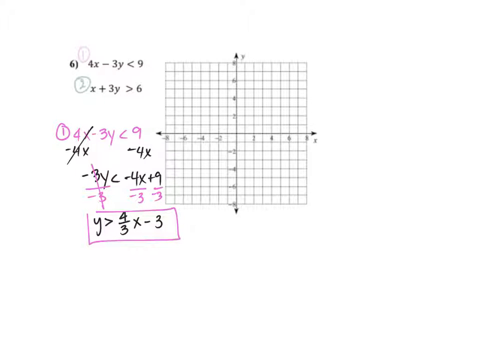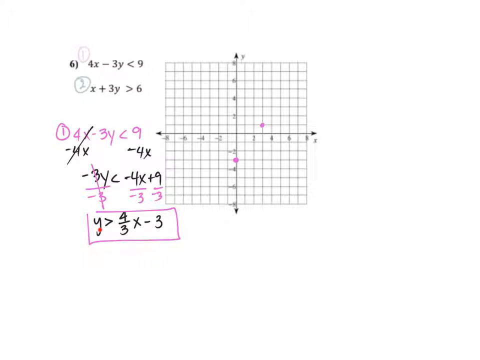And so if I wanted to graph this, I have to go to y = -3, which is right here. And then my slope says to go up 4 over 3. So I'm going to go up 4 over 3, which is right here, and plot my point.